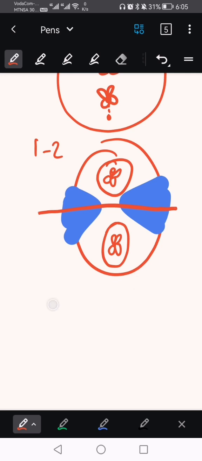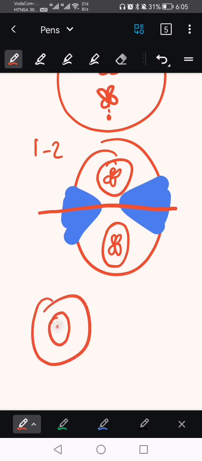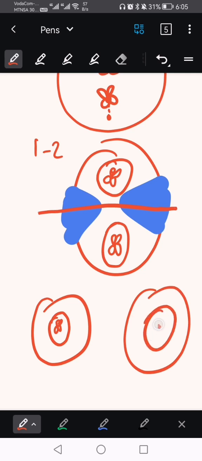And then after the end, you're going to have 1, and then you're going to have another one. So you went from one mother cell to two daughter cells. That is just mitosis in a quick summary.